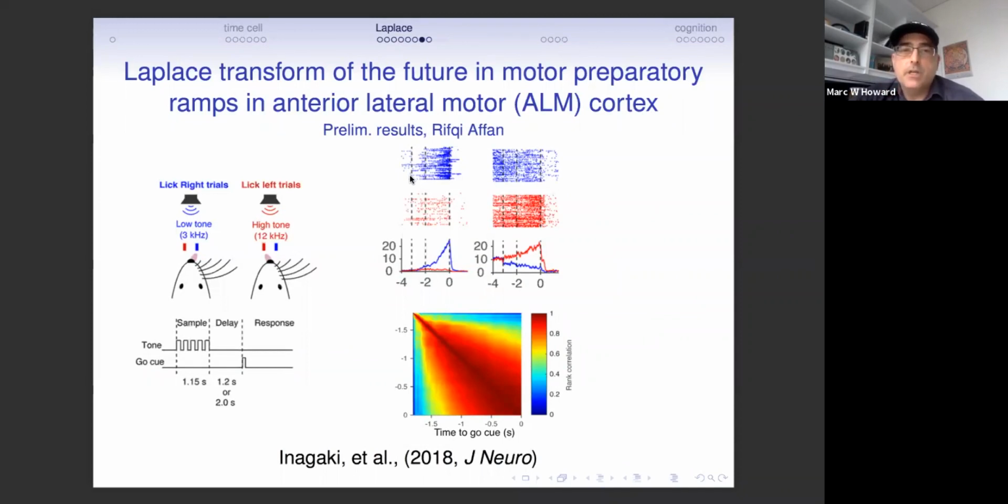So this is Rifki Afan reanalyzing data previously published from Karel Svoboda's lab, 2018 Journal of Neuroscience. Inagaki is the first author. And this is a motor preparatory task. What happens in the experiment is the rodent gets a tone, boop or beep, and then they have to make a response later. They have to withhold a response for some period of time. It's an easy decision. If you get the low tone, you're rewarded for licking to the right. And if you get the high tone, you're rewarded for licking to the left. But you can't respond yet.